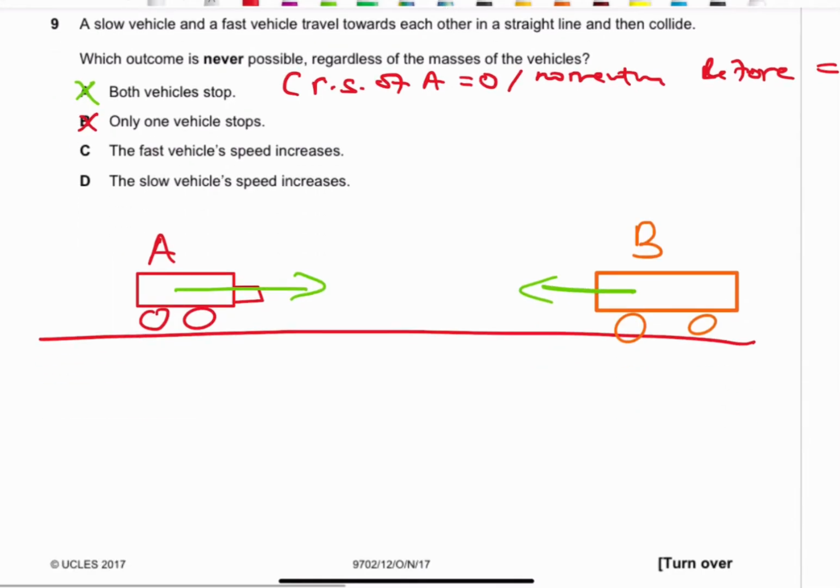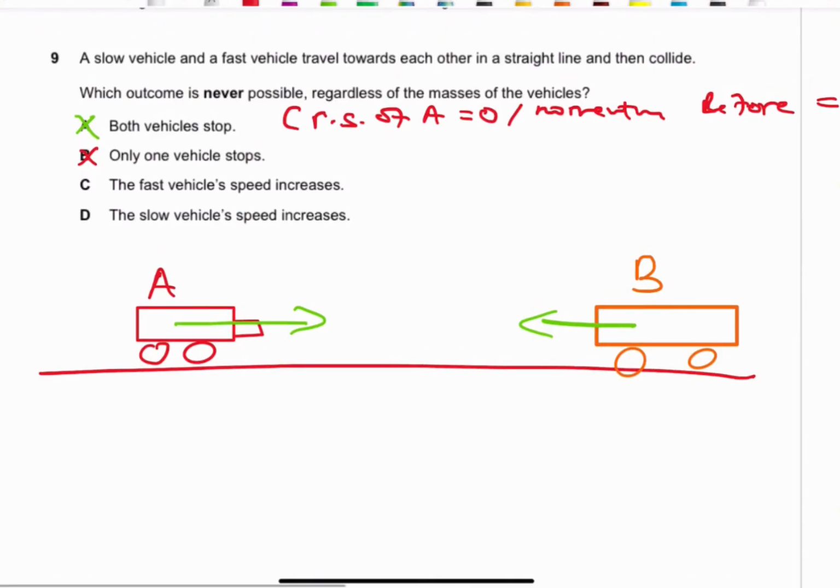Let's look at D. The slow vehicle's speed increases. Because of momentum transfer, A is going to exert a force on body B, and B is going to exert a force on body A. But body B is going to transfer momentum to body A. So if they transfer momentum, the slow vehicle's speed might actually increase, right?